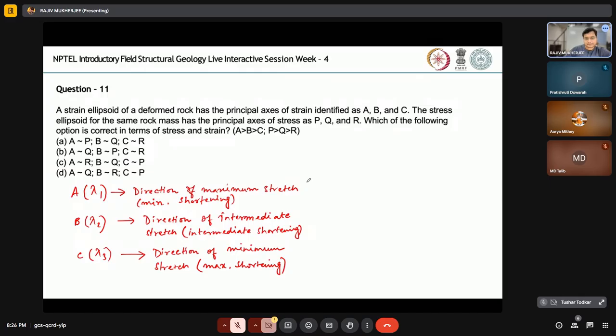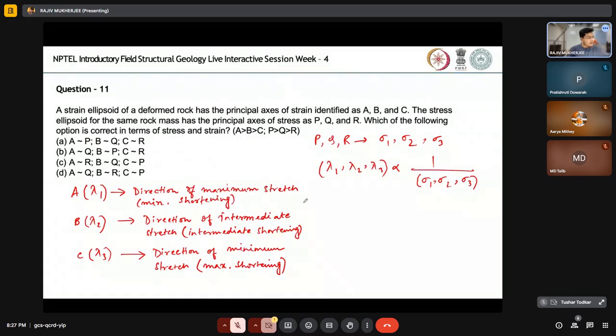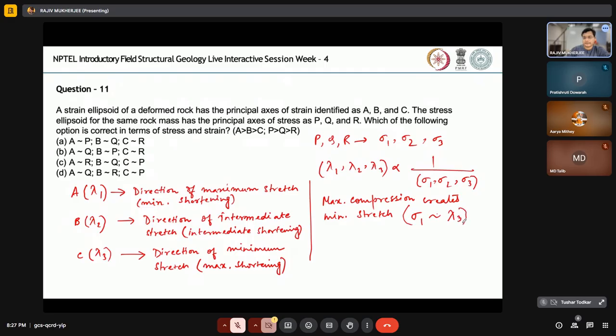And also the fact that P, Q, R are essentially sigma 1, sigma 2, and sigma 3. So you should know that lambda 1, lambda 2, and lambda 3 are inversely proportional to sigma 1, sigma 2, and sigma 3. And therefore, maximum compression creates minimum stretch, right? That means sigma 1 is proportional to lambda 3, right?